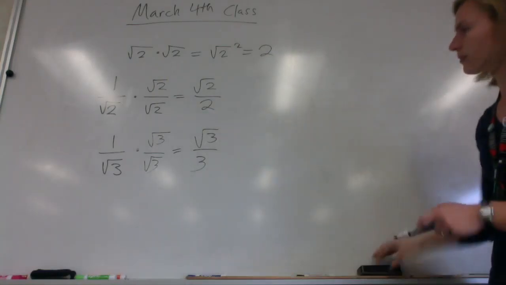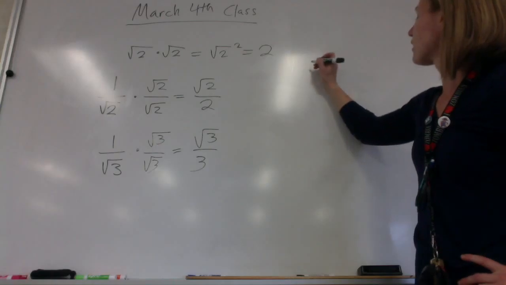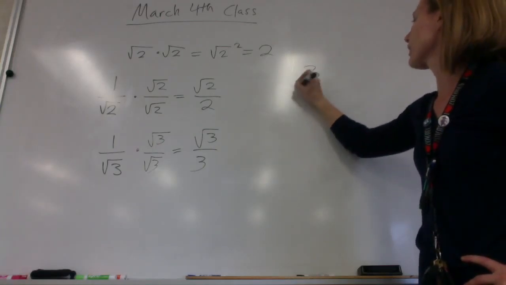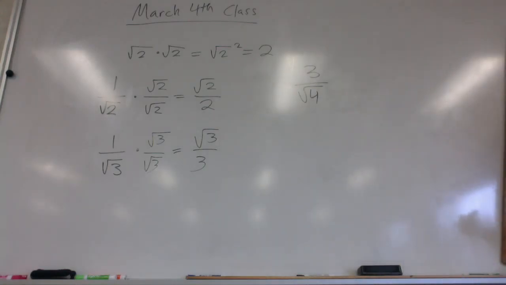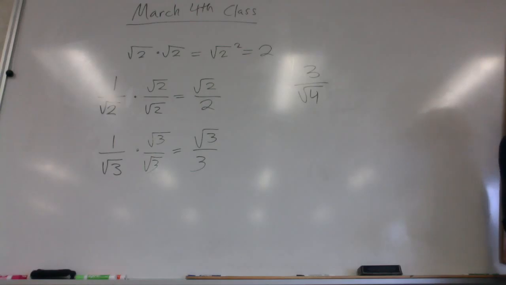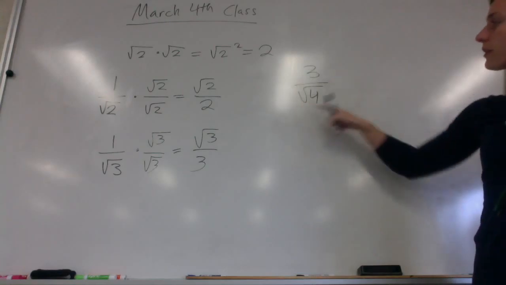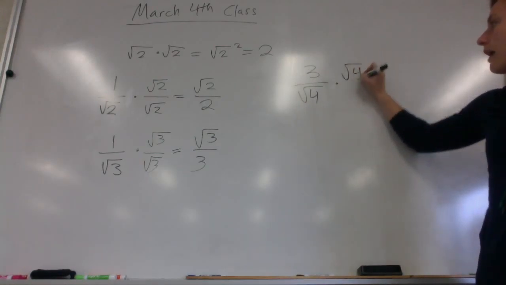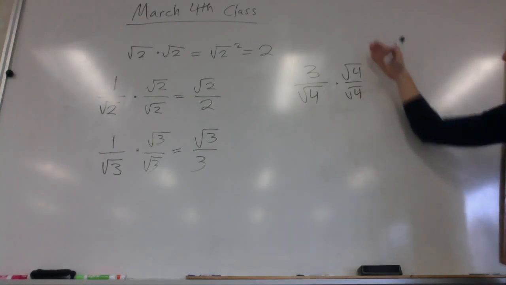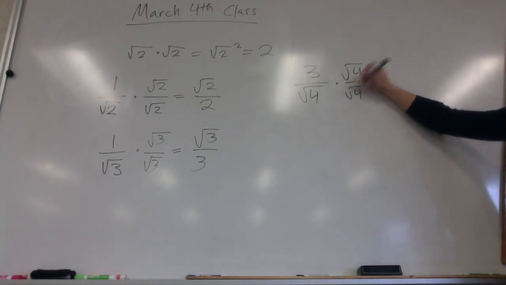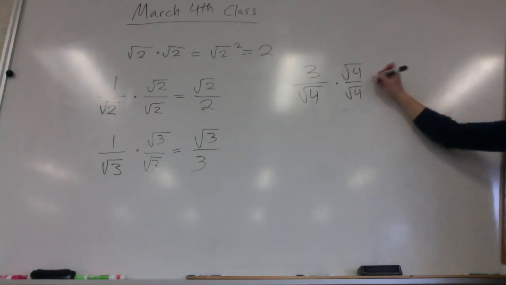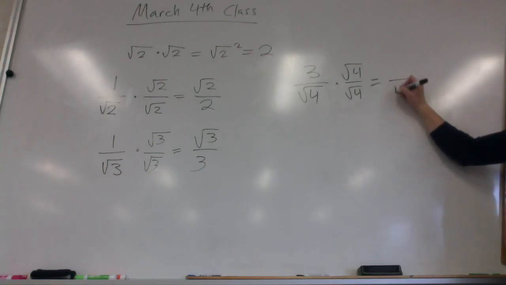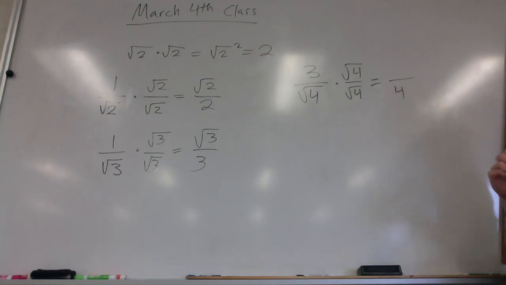So now, let me make this a little bit more complicated. What if I had, I don't know, let's do 3 over square root of 4. It's not that much different. It's really not. Could you times it by the square root of 4? Exactly, because I want to get rid of the square root of 4, I have to multiply by something that equals 1, so I can multiply it by square root of 4 over square root of 4. So what's the bottom going to equal? 4. What's the top going to equal? I guess 12.